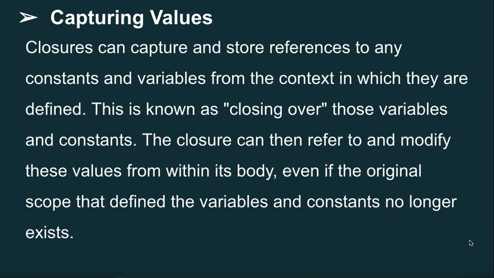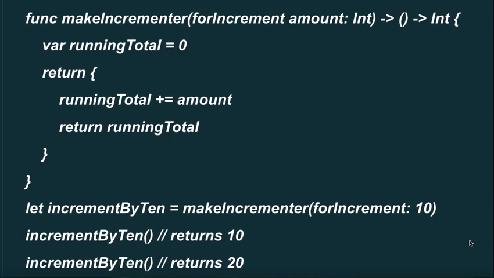Capturing values. Closures can capture and store references to any constants and variables from the context in which they are defined. This is known as closing over those variables and constants. The closure can then refer to and modify these values from within its body, even if the original scope that defined the variables and constants no longer exists.